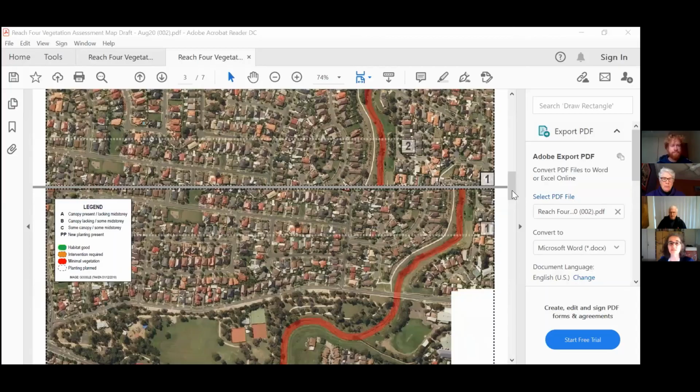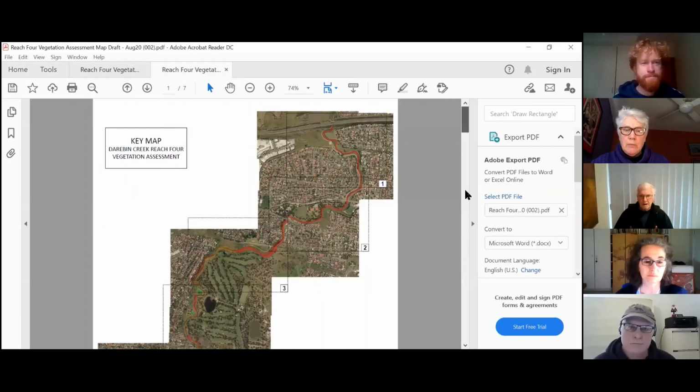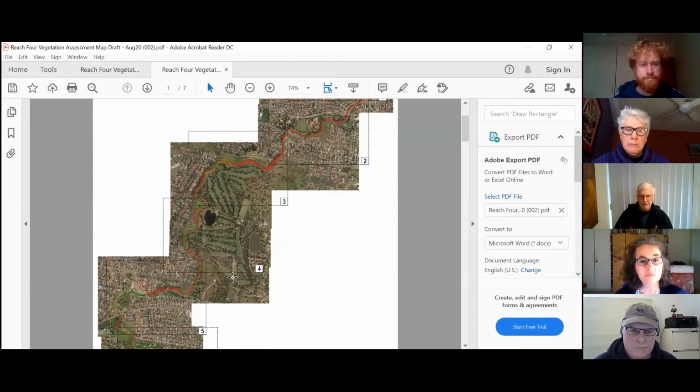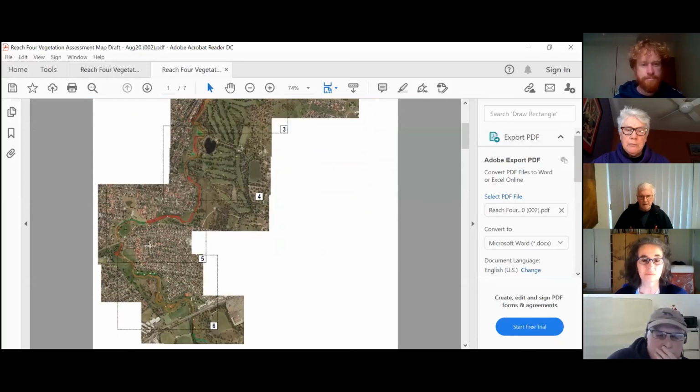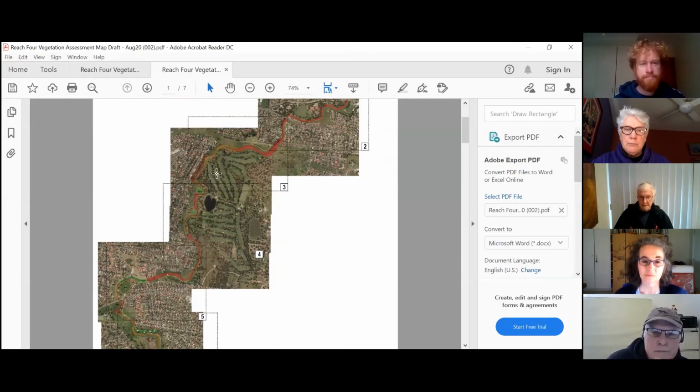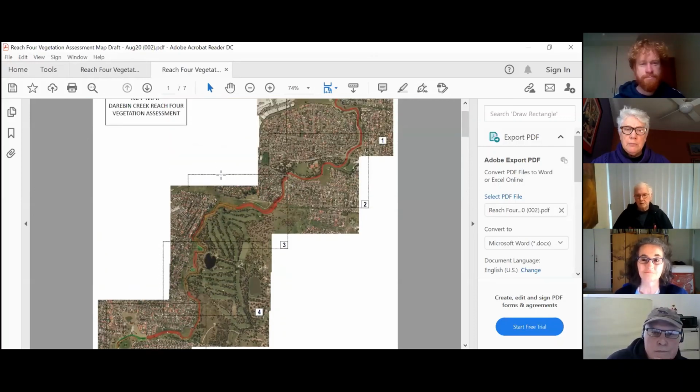And then we've got the full map of the whole reach, but I didn't start with that, but you get a sense there of the reach and the overall structure, and there's very little green in terms of appropriate habitat.